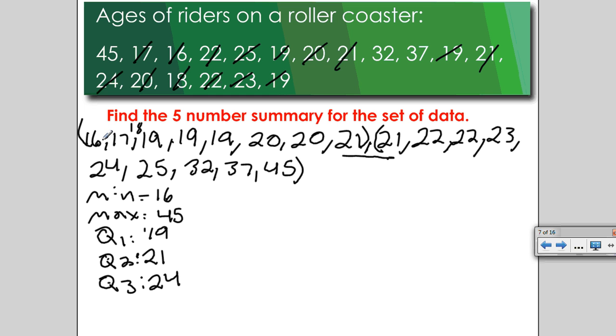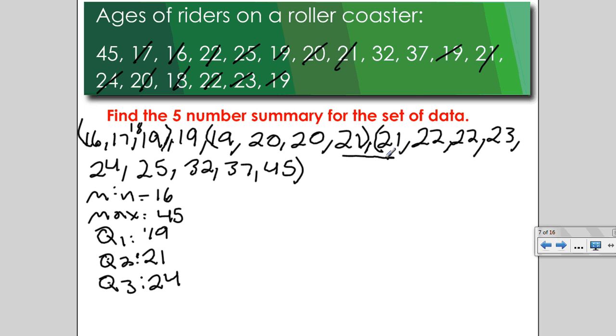My smallest number, or minimum value, is 16. Our largest value, or maximum, is 45. Let's find Q1. I've got 9 numbers, which is not an even number, so I'm going to have 1, 2, 3, 4, 1, 2, 3, 4. I'm going to have 4 values on this side and 4 on this side, so 19 is in the middle.